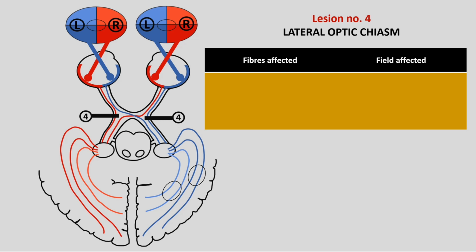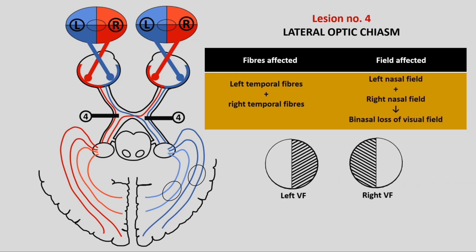Lesion number 4 is at the lateral optic chiasm, and the fibers affected here are left temporal fibers and right temporal fibers. So the affected field will be on the opposite side, that is the nasal field of both eyes, which is known as binasal hemianopia, where hemi means half, anopia means blindness, and binasal means that both visual fields are in the nasal part.